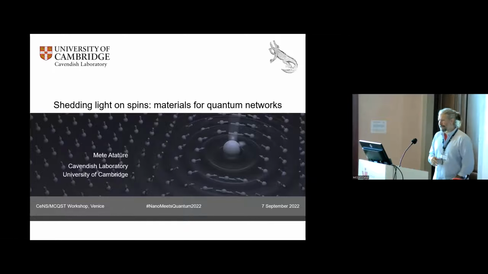The topic is shedding light on spins, obviously a bit of a pun. I'll be talking about optically active systems in solid state, in materials, and given how broad their applications can be, the focus will be on quantum networks, or what we can achieve in that direction.